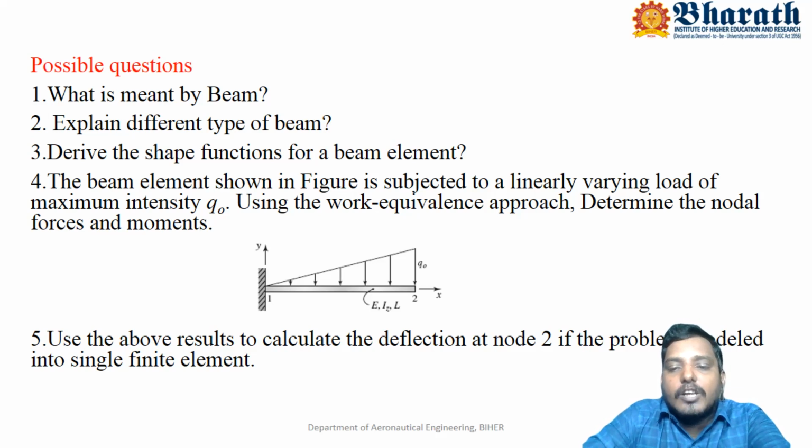Using the above result, calculate the deflection at node 1 if the problem is modeled as a single finite element. We already know the finite element equation: the stiffness matrix times the nodal displacement vector equals the force matrix. Then we apply the essential boundary condition. Here node 1 is fixed, therefore it offers reactive forces as well as moments and restricts the lateral displacement as well as rotation. Therefore at node 1 the boundary condition is V1, theta 1 equal to 0, and the unknowns are V2 as well as theta 2. Then we remove the respective rows and columns of the finite element equation, that is V1, theta 1, and we get a simplified finite element equation in terms of the unknowns V2, theta 2. Solving this equation, we finally obtain V2 and theta 2. Thank you.